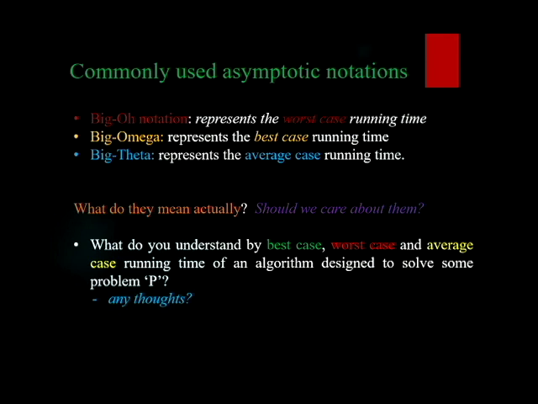Okay, the question is, what do you mean by this terminology when we say best case running time, when we say worst case running time, and average case? So what do you mean by this? What do you understand? Any thoughts?